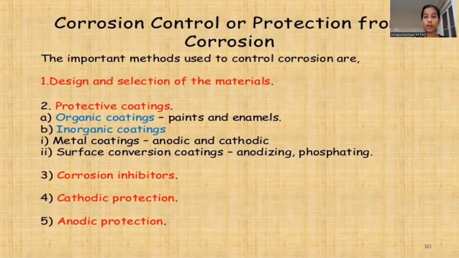What are the corrosion control or protection methods? The important methods used to control corrosion are design and selection of material, and protective coating. Protective coatings include organic coating and inorganic coating, metal coating, and surface conversion coating. The third one is corrosion inhibitors, cathodic protection and anodic protection.